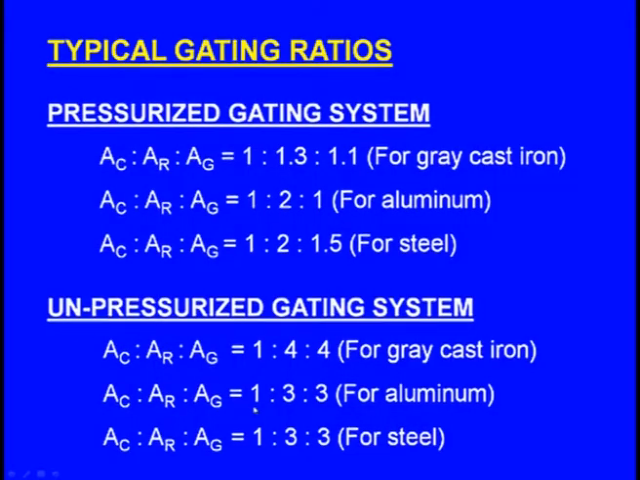AC:AR:AG is equal to 1:3:3. And for steel, AC:AR:AG is equal to 1:3:3. So, these are the typical gating ratios under pressurized gating system and unpressurized gating system for important cast alloys.